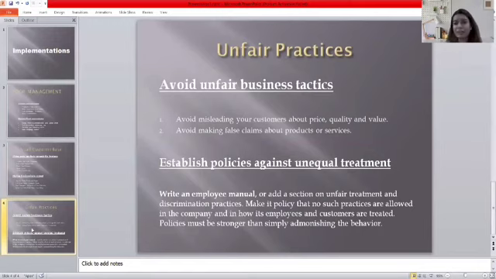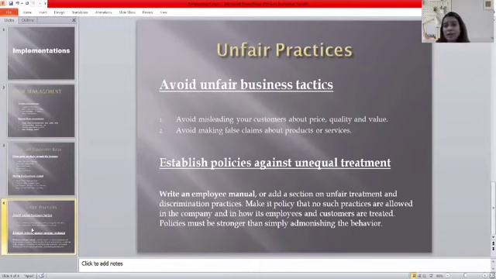Unfair practices. Avoid unfair business tactics. Avoid misleading your customers about price, quality, and value. Avoid making false claims about products or services. Try to keep your service, products, and product quality up to the market, at a high level. Try to keep them.